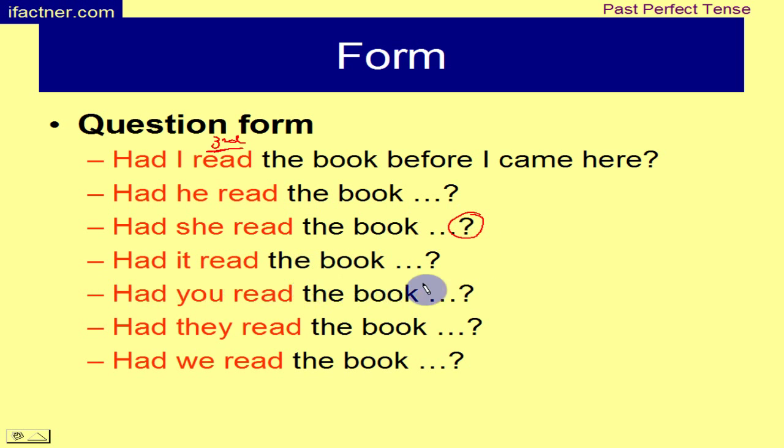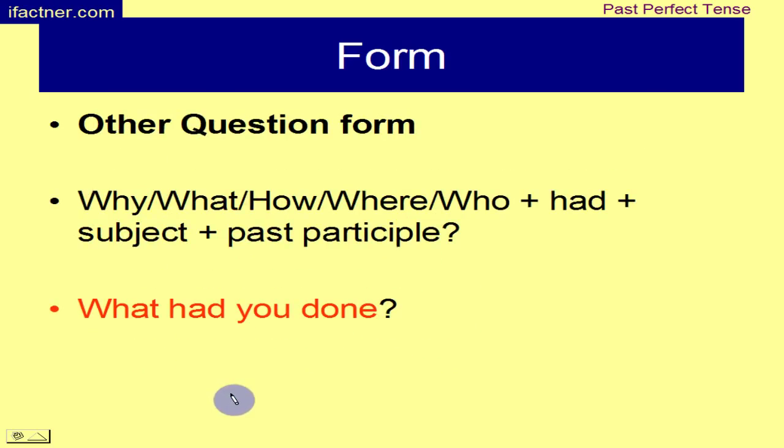Had it read the book? Had you read the book? Had they read the book? And had we read the book? There are other question forms with the question words why, what, how, where, who. Let's see an example. What had you done?